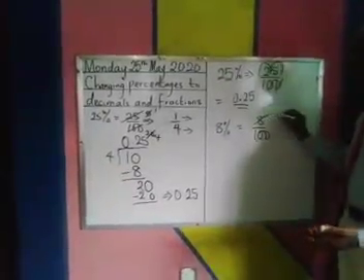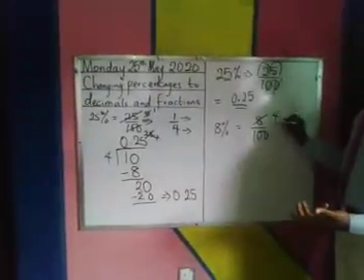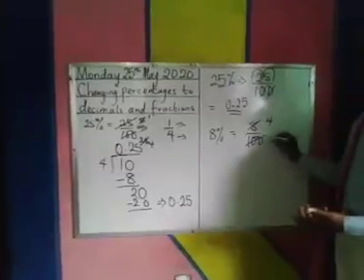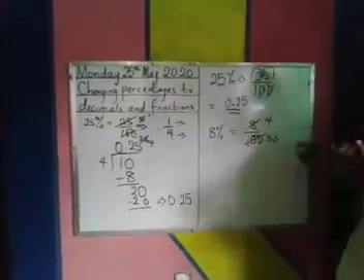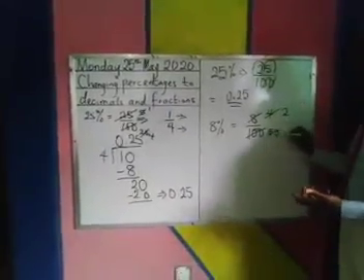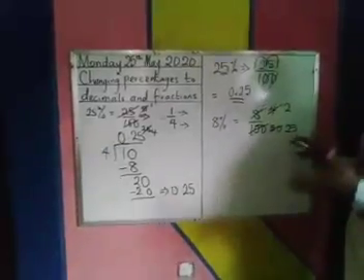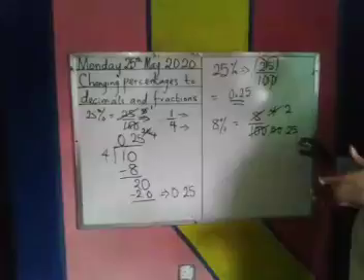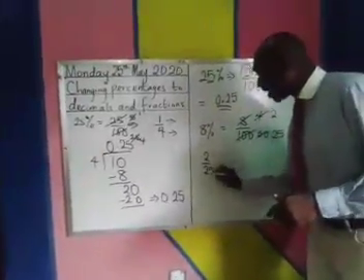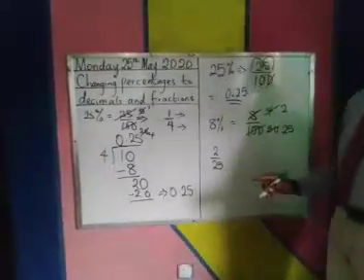4 can divide. Okay, let's see. Should we start with 2? Okay, let's start with 2. 2 will divide 8 as 4. 2 will divide 100 as 50. 2 can still divide. 2 will divide this as 2. 2 will divide this as what? 25. And you can see that you are almost there. So we have 2 over 25 as your fraction.